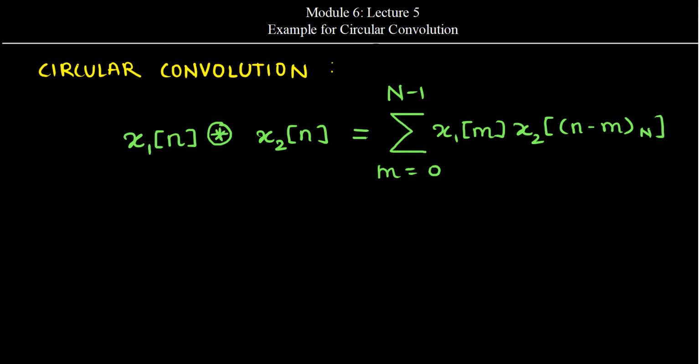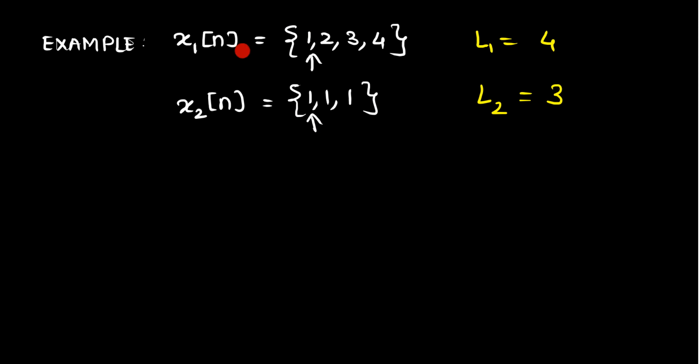So now let us look at a simple example, and for that let us consider x1 of n equal to 1, 2, 3, 4, where this 1 is located at n equal to 0, and let us consider this x2 of n as 1, 1, 1, where this 1 is located at n equal to 0. So if we observe, the length of the first signal, that is L1, is 4, and the length of the second signal L2 is equal to 3.